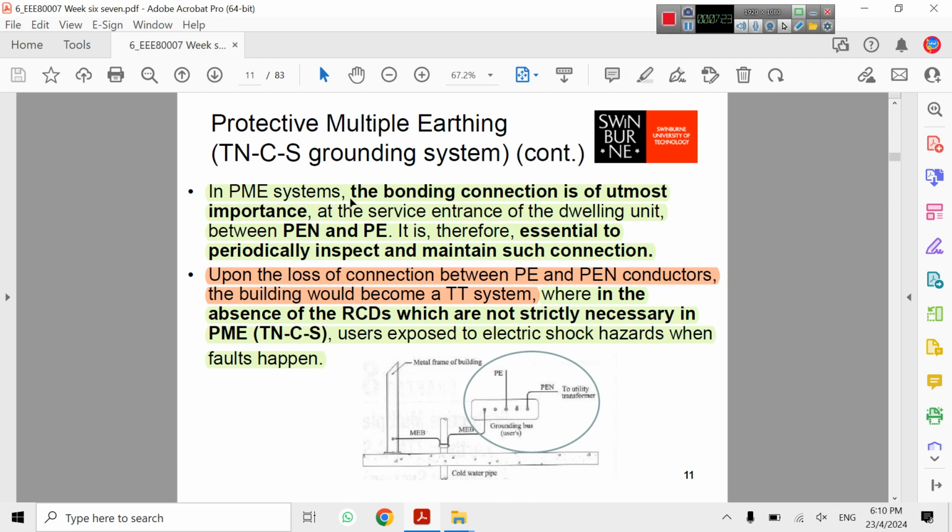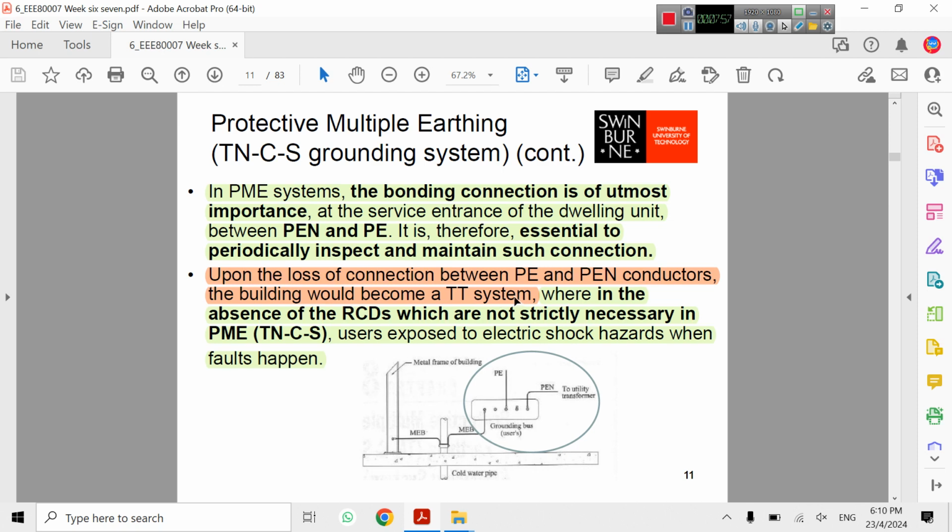In a PME system, the bonding connection between PEN and PE at the service entrance of the dwelling unit is of utmost importance. It is therefore essential to periodically inspect and maintain such a connection. So it's very important. Upon loss of connection between the PE and PEN conductor, the building would become a TT system.